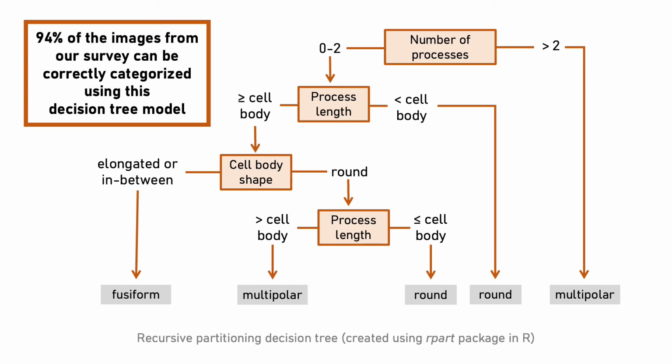What was really interesting was that 94% of the images from our initial survey could now be correctly categorized using the specific decision tree model. When you compare this 94% to the 87.5% finding from our initial survey using our original definitions, this suggested to us that in order to get over that 90% benchmark of images being correctly categorized with high agreement, these specific morphological characteristics, and the order in which they are presented, need to be considered in our definitions.